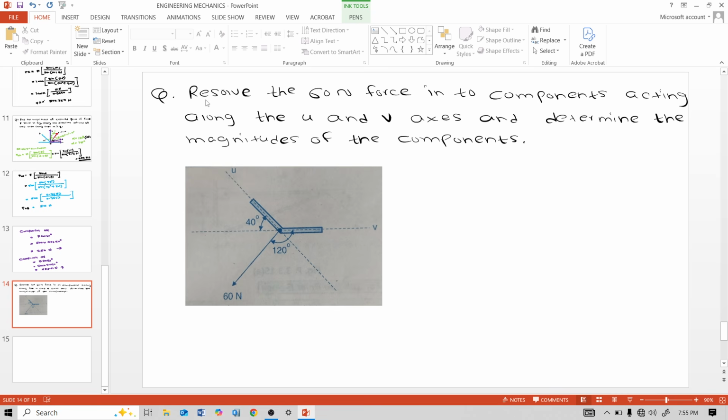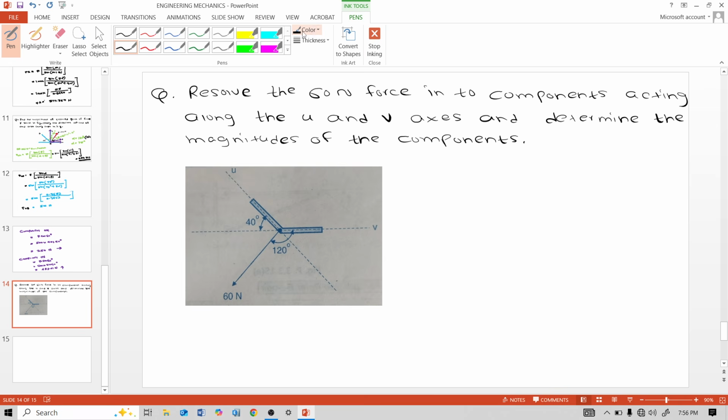Our numerical is: resolve the 60 Newton force into components acting on the u and v axis and determine the magnitude of the components. So here, see the cursor of my pen. This is the u axis, this is the v axis, and this is the 60 Newton force. We will resolve this 60 Newton force along the u and v axis.